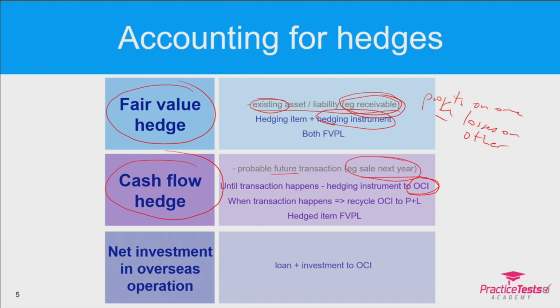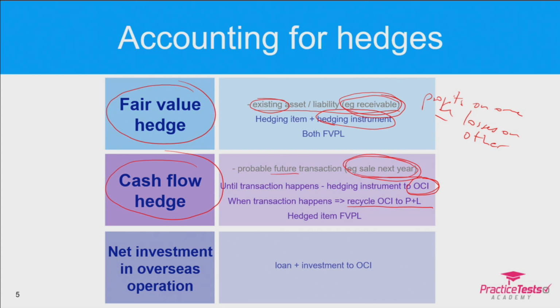So if we make profits or losses on the hedging instrument, we park those temporarily in the OCI until we get to the year or the period where the sale actually happens. Then as that sale happens, we would then, and the technical term for this is recycle, those entries from the OCI to the P&L on the hedging instrument.